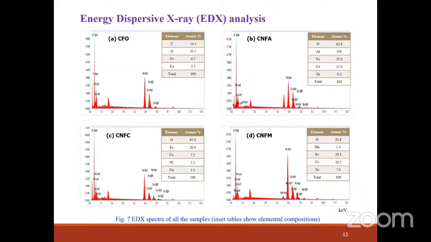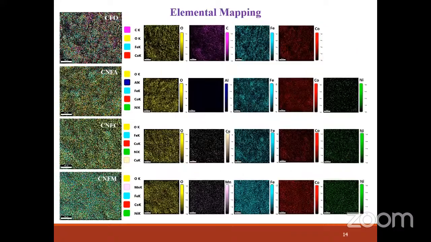Along with that, the EDX spectra have also been recorded, which confirm the presence of the elements, and the stoichiometric ratios have also been calculated and matched, and are in accordance with the stoichiometric ratio that we have taken in the beginning. Along with that, elemental mapping also confirmed the uniform distribution of the different constituents all over the observed sample surface.